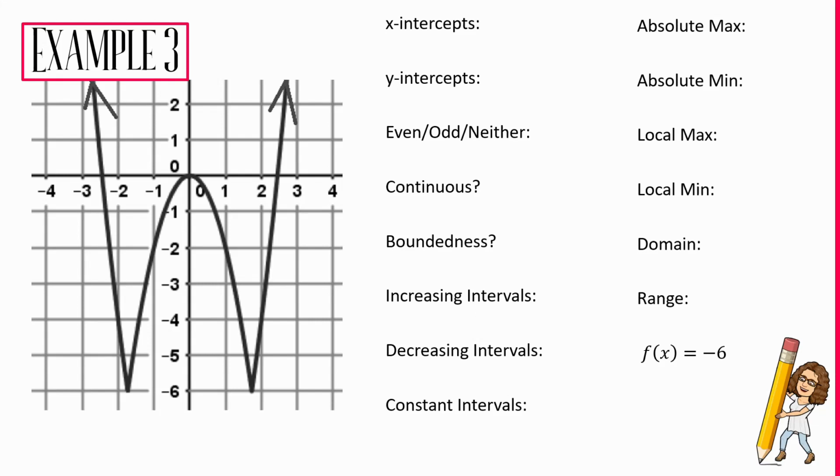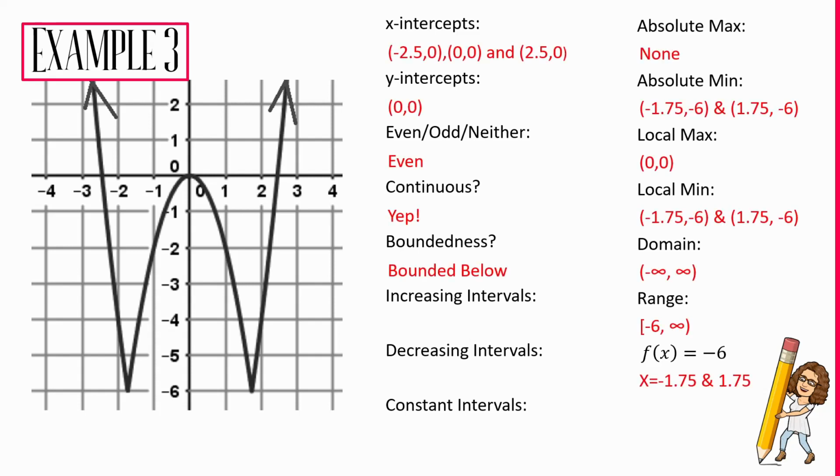So now that you've tried the problem on your own, here are the answers to these particular portions. So I have 3 x-intercepts. I have 1 y-intercept. This is definitely an even graph. It's definitely continuous. It is bounded below. That is because if I draw a line down here, the graph definitely is not going to cross it. There is no absolute max. That is because of these arrowheads up here. For the absolute minimum, there are two of them actually, right here and right here. So those are those ordered pairs.